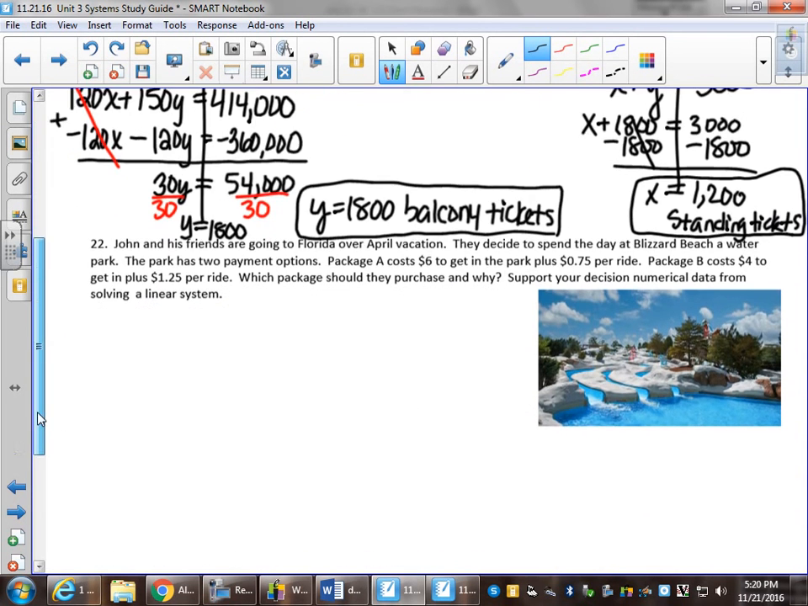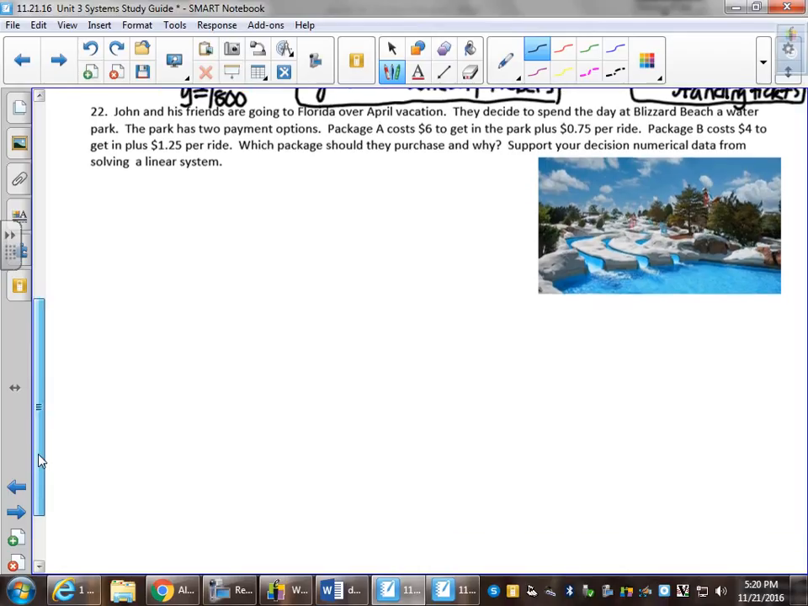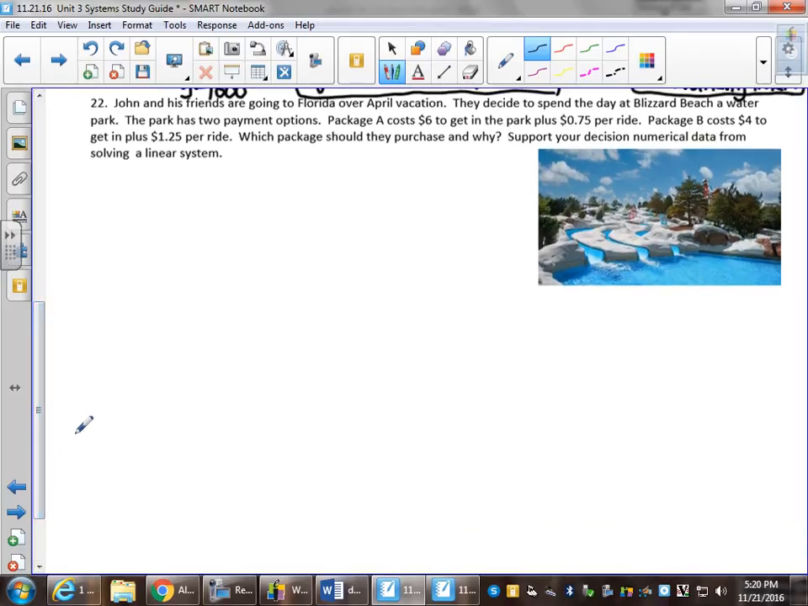Number 22. John and his friends are going to Florida over April vacation. They decide to spend the day at Blizzard Beach, a water park. The park has two payment options. Package A costs $6 to get in the park and 75 cents per ride. Package B costs $4 to get in and $1.25 per ride. Which package should they purchase and why? Support your decision with numerical data from solving a linear system.